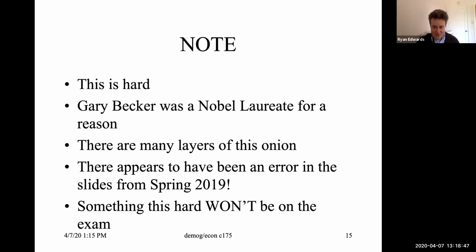Something more attainable might be on the exam, and it would be along the lines of, here's a marriage market. Why do people get married? And the point is that they're in it to win it. They're in it to maximize their well-being. That's the economics perspective. And we'll keep it simple like that.